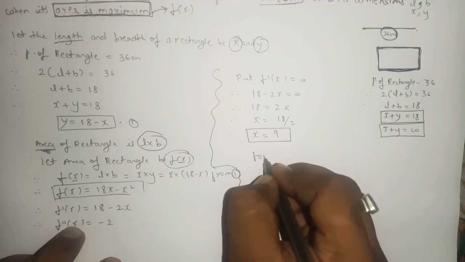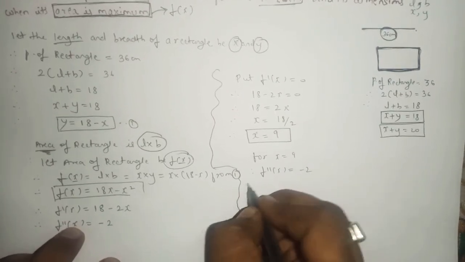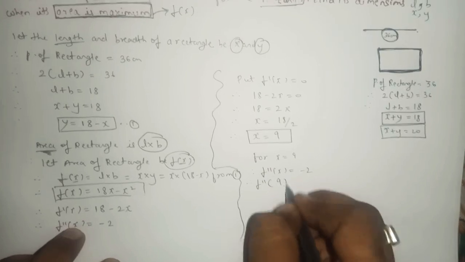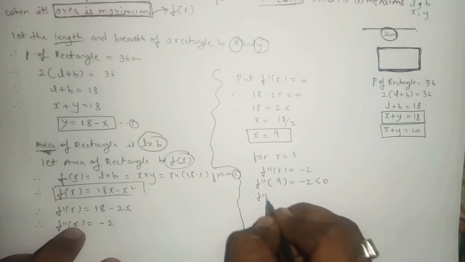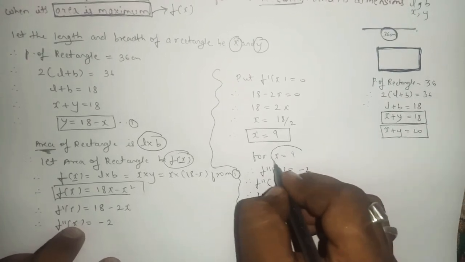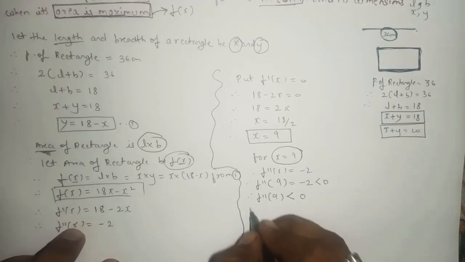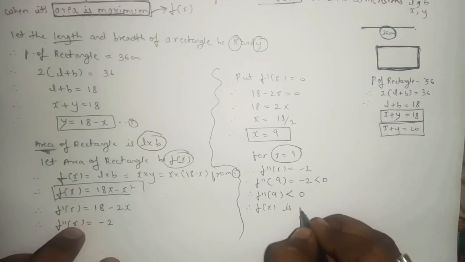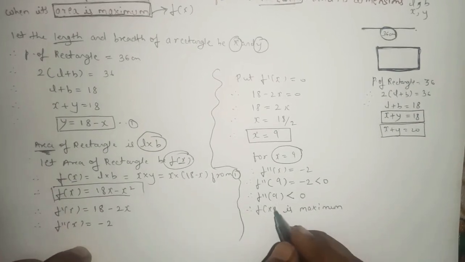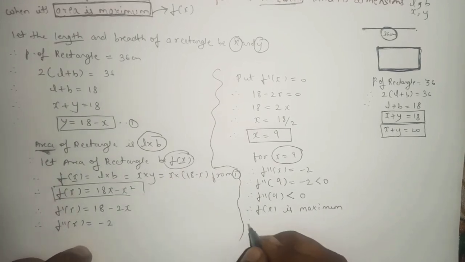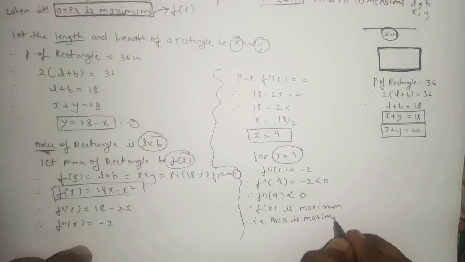So for x equals to 9, the second derivative test is minus 2. So we'll replace the value of x by 9. Okay, still it is minus 2, which is less than 0. So here clearly we can see that after substituting the value of x equals to 9 in the second derivative test, we are getting the answer less than 0. When it is less than 0, the function is maximum, f of x is maximum. So for this sum, what was f of x? f of x was the area, so we can say the area of the rectangle is maximum.